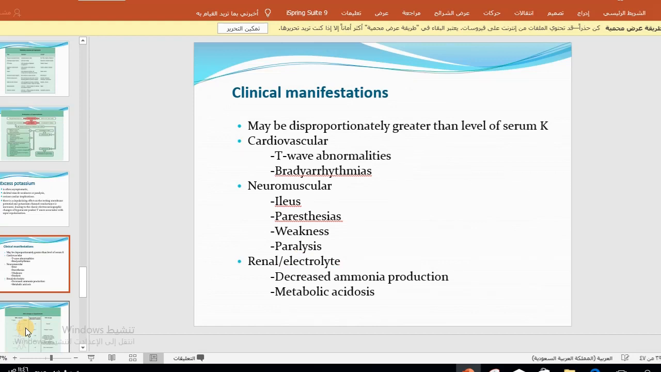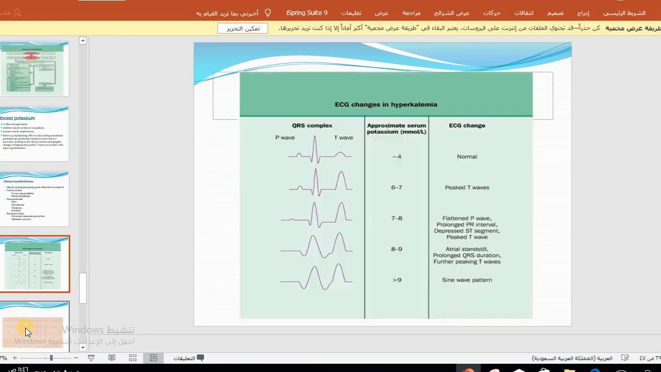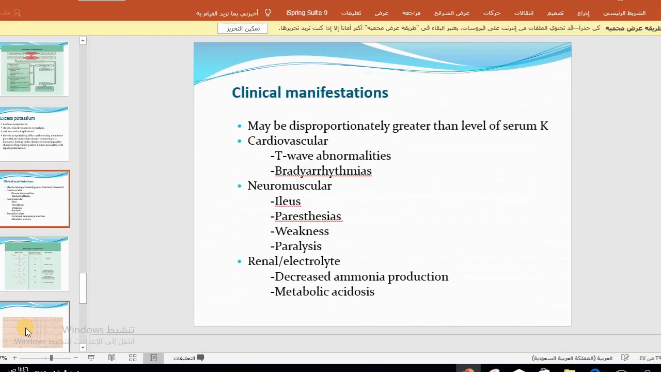The clinical manifestation may be disproportionate to the ECG changes. We're going to speak about ECG changes in a minute. But the other cardiovascular manifestations are T-wave abnormalities and bradyarrhythmias, in contrast to hypokalemia. Neuromuscular: again, weakness, paresthesia, paralysis. And renal: decreased ammonia production and metabolic acidosis.